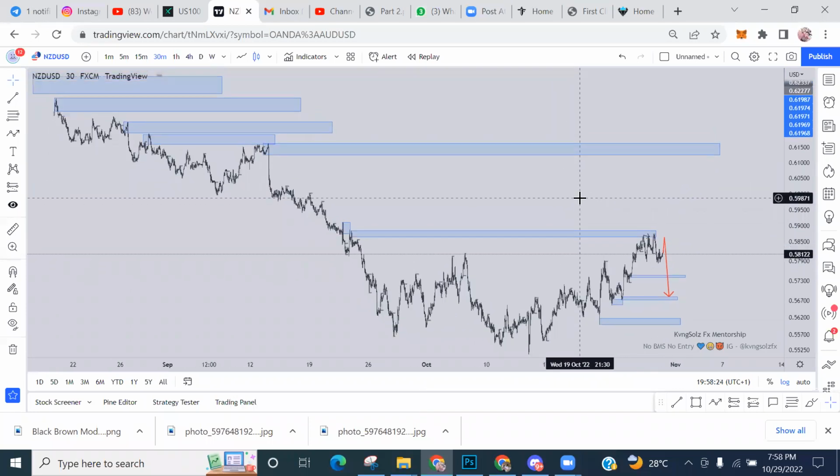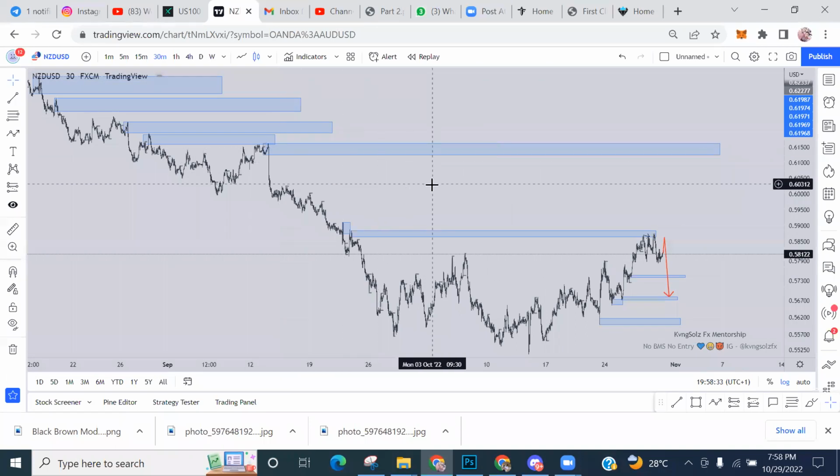But this is it. It's going to be sweet if you just tap into this zone, come into a demand, then move to this supply. I like this supply here. Come on, it's fresh. Nice.